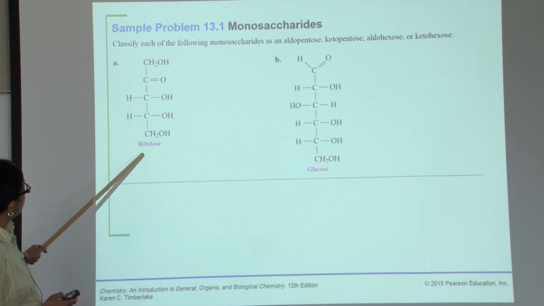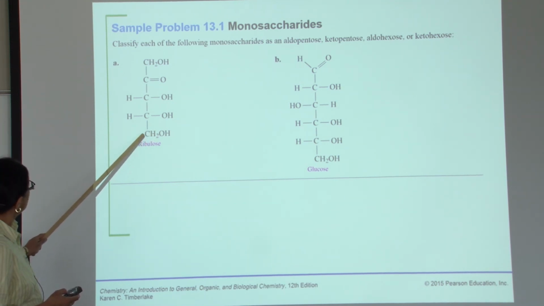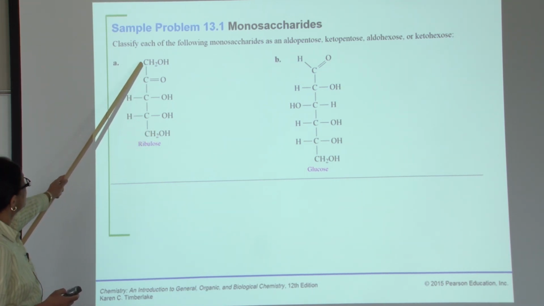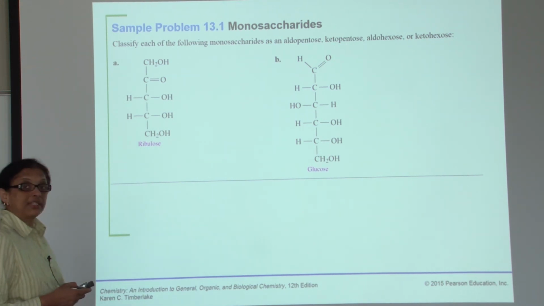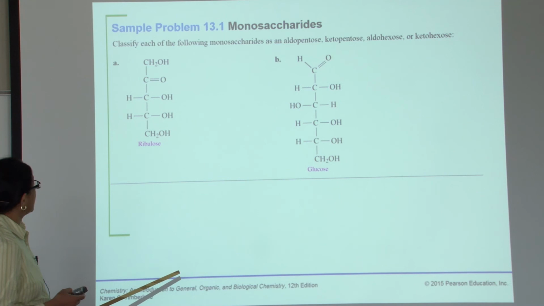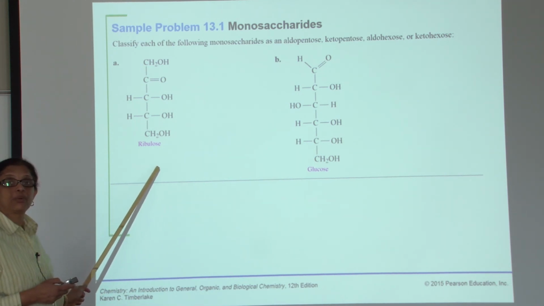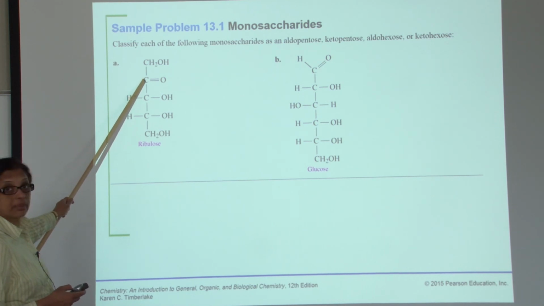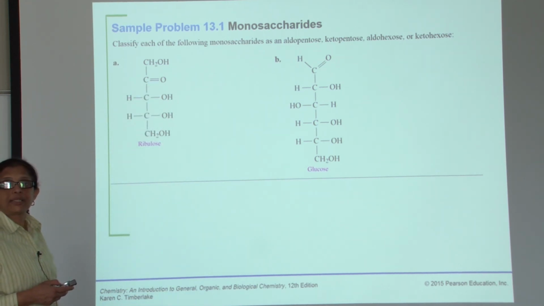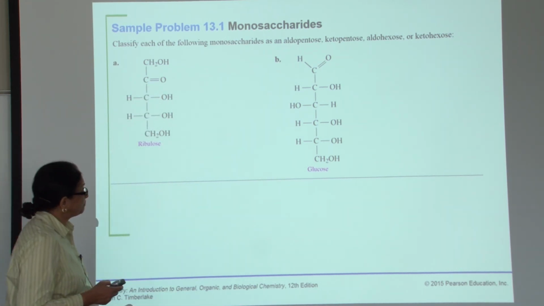Now I'm looking at the molecule ribulose. So I have to see how many carbons first. 1, 2, 3, 4, 5. 5 carbons is pent. So this is a pentose. Is this a ketopentose or an aldopentose is the next question. So we see a keto group. So we will classify this as a ketopentose.